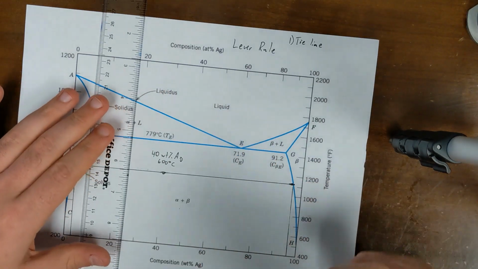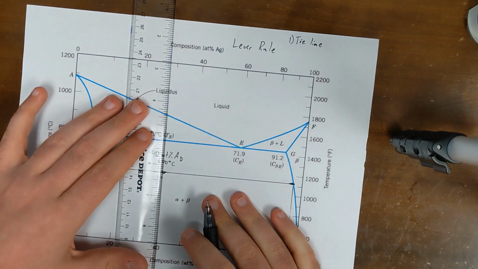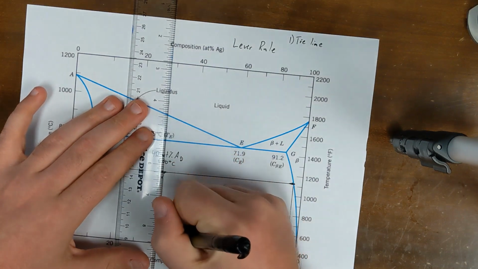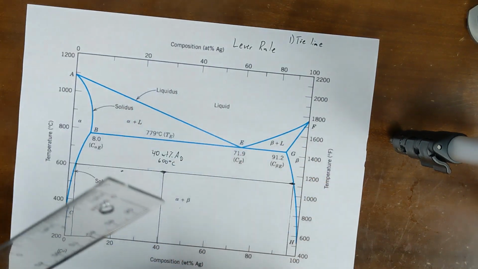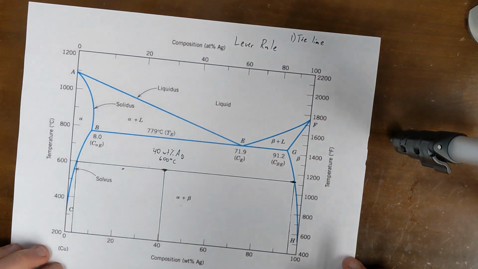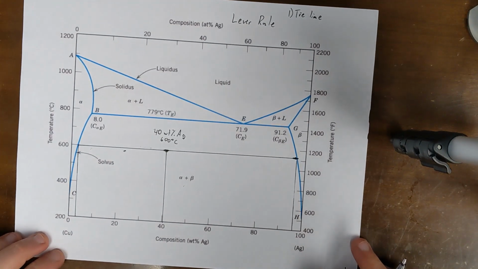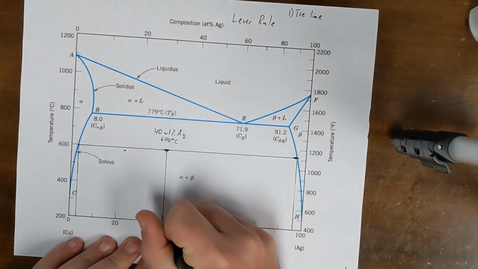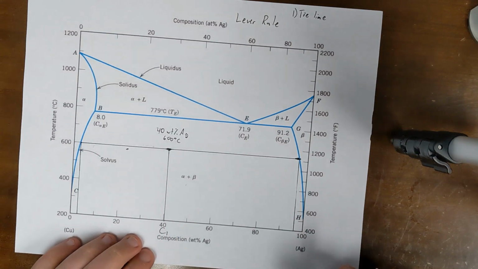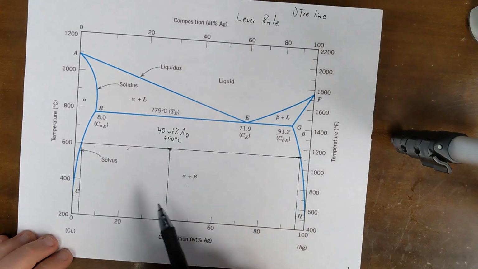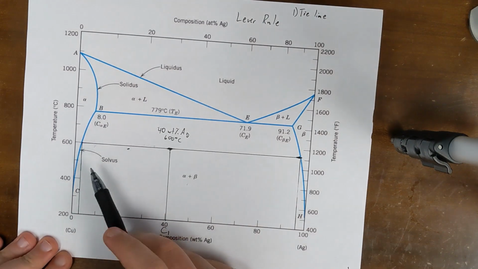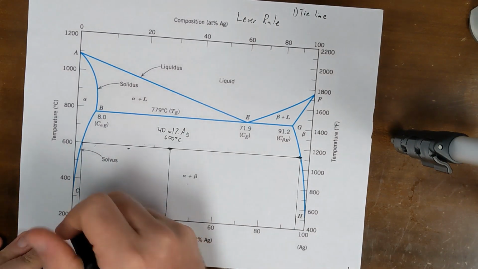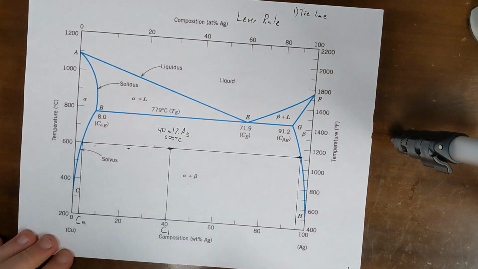There we go. And then we already know the composition, but we'll draw a line straight down here as well. It's a little bit off from 40, but that's okay. So with these three lines, we know some compositions, right? We know the composition of our sample. We can call this C1 or C naught. We know the composition of the alpha in our two-phase region. So this tie line tells us the composition of the alpha phase, so C alpha, right?